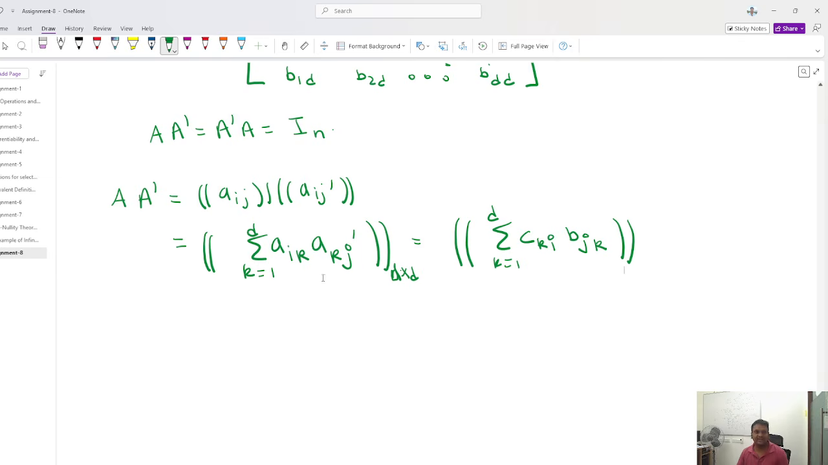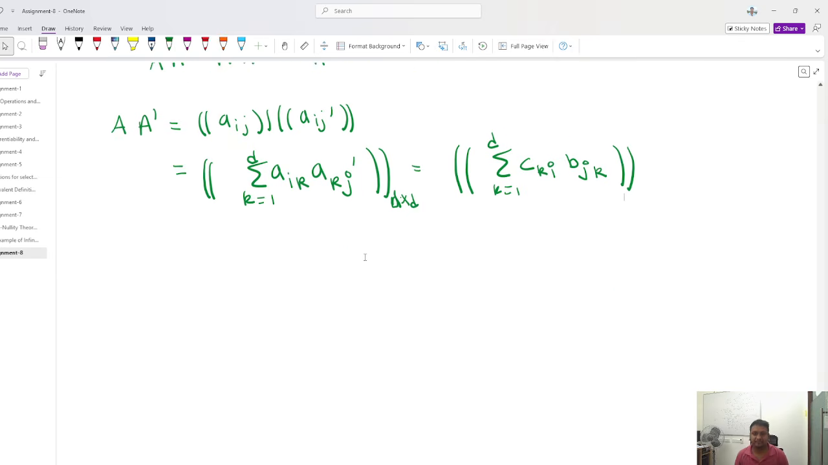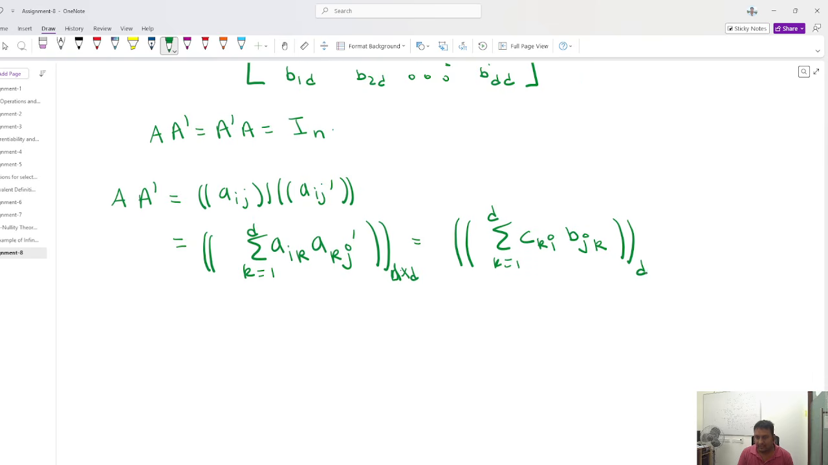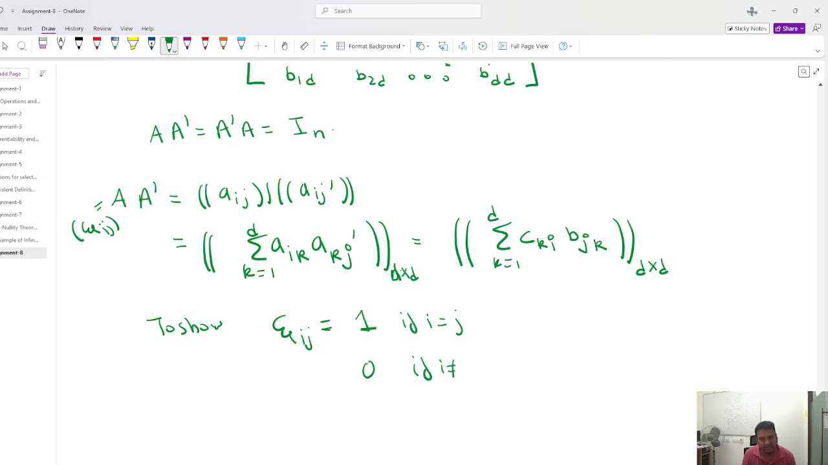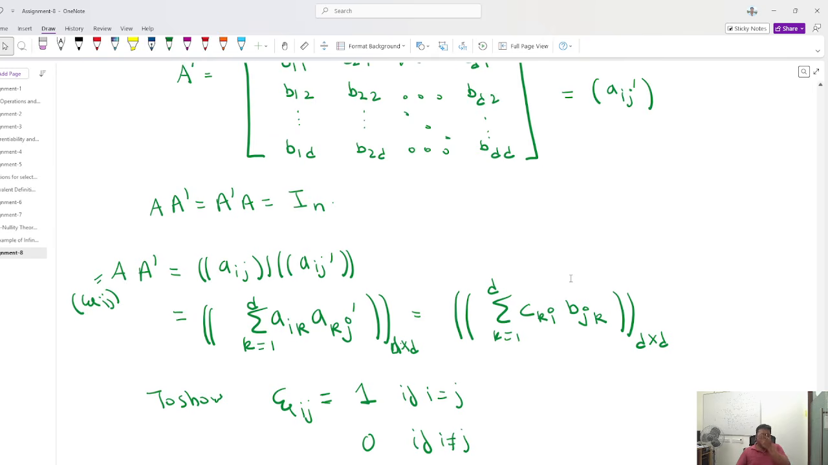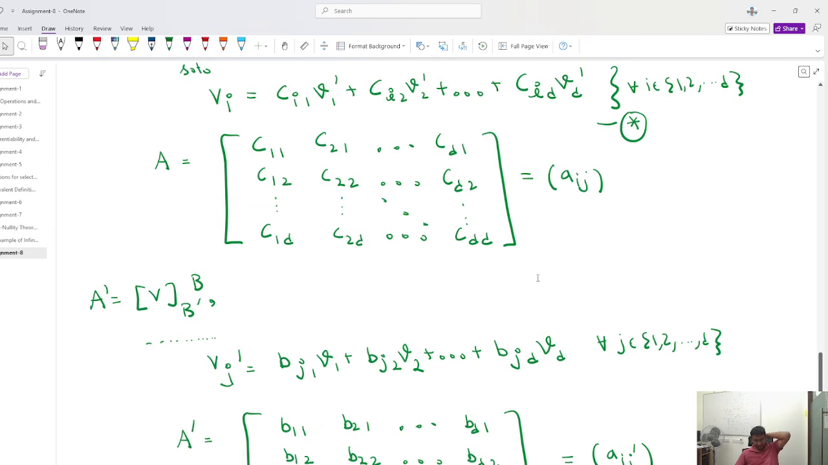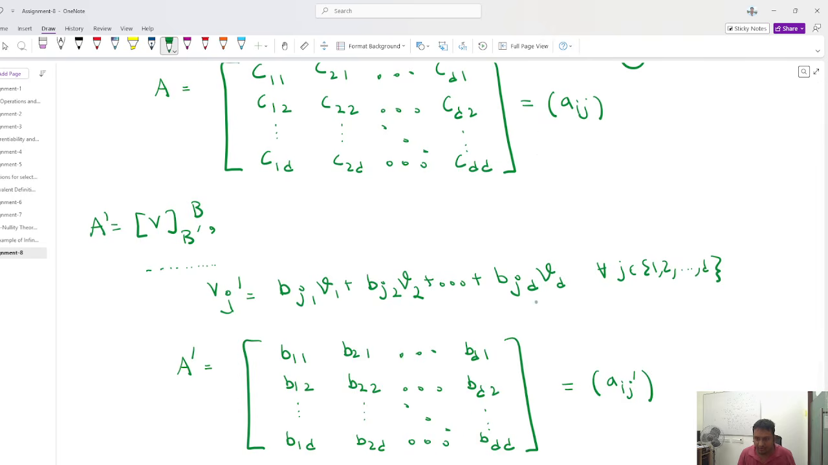Now that's what we have to analyze. What are these entries? This is a D cross D matrix, and if you want to call the entry of this by some different letter, you can call it eta ij, or zeta, whatever. So what we have to show is that this is equal to 1 if i equals j and 0 if i is not equal to j. That's all. Now let us see how we can show this. We have to use these two equations. Oh, I haven't called this double star.